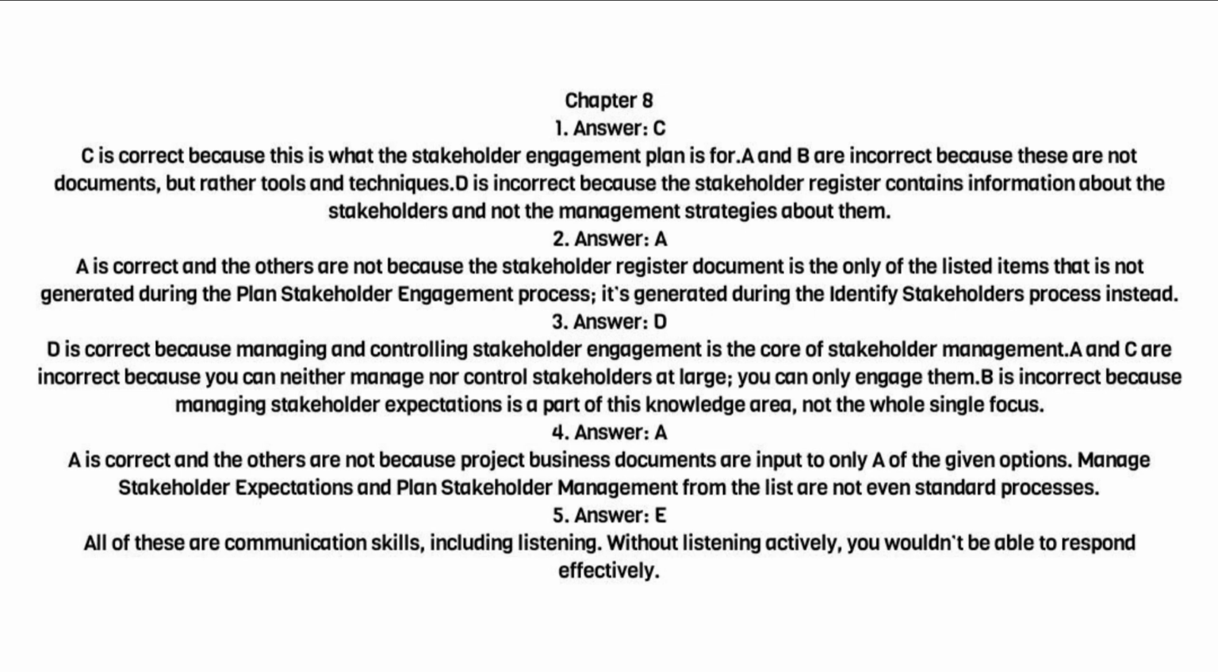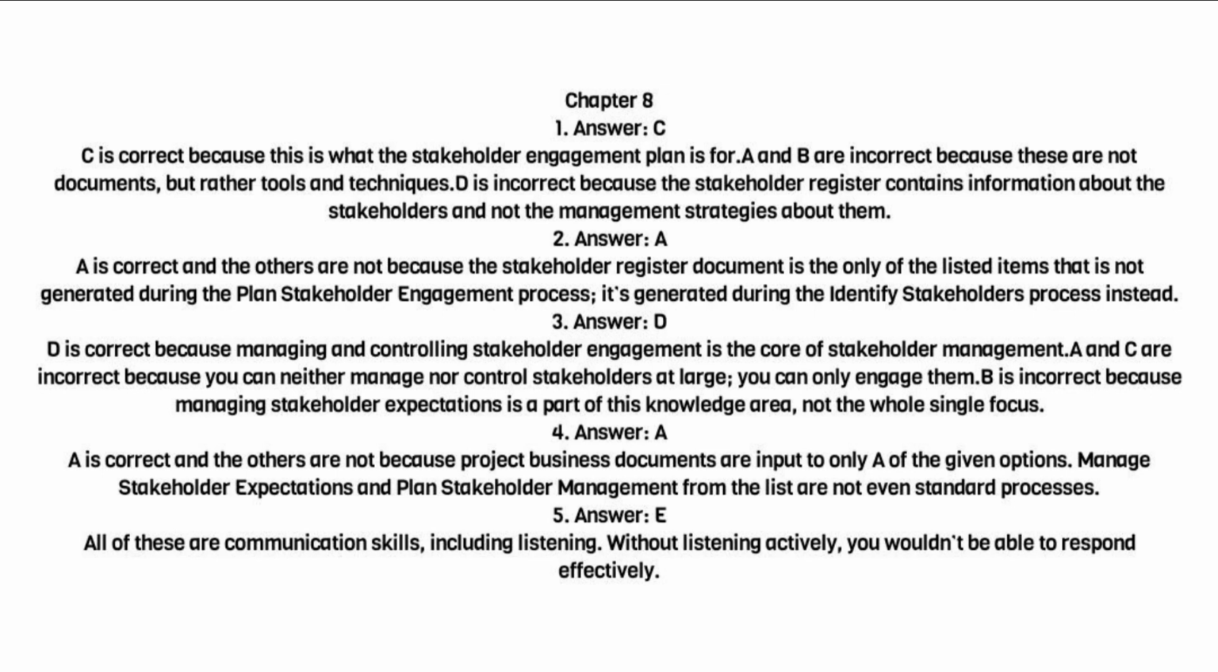A and C are incorrect because you can neither manage nor control stakeholders at large, you can only engage them. B is incorrect because managing stakeholder expectations is a part of this knowledge area, not the whole single focus. 4. Answer, A. A is correct and the others are not because project business documents are input to only A of the given options. Manage stakeholder expectations and plan stakeholder management from the list are not even standard processes.